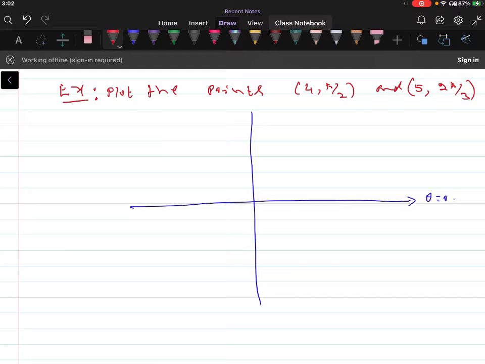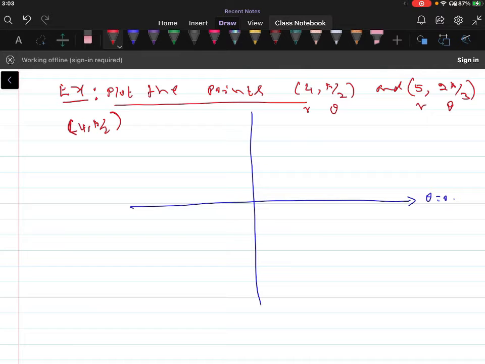Plot the points (4, pi by 2) and (5, 2 pi by 3). These are polar coordinates where r is equal to 4 and theta is equal to pi by 2. In the second example, r is equal to 5 and theta is equal to 2 pi by 3. So let us plot the polar coordinate (4, pi by 2).